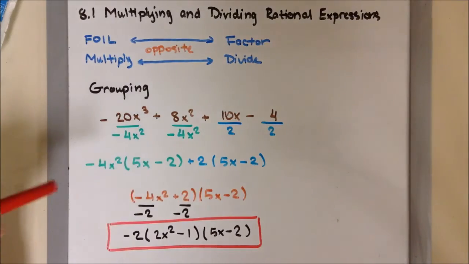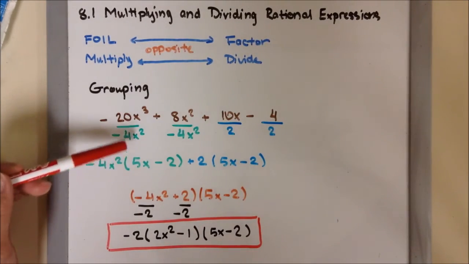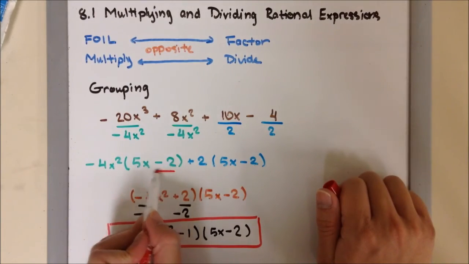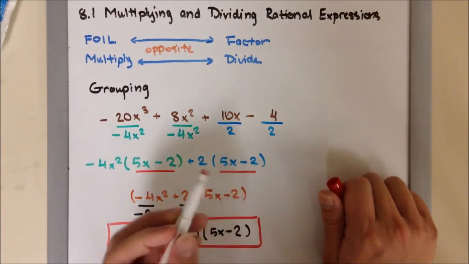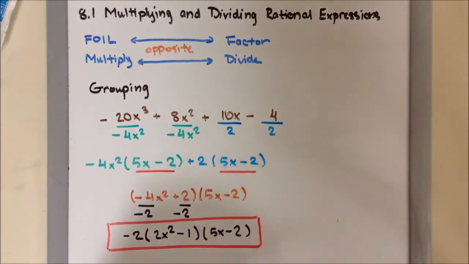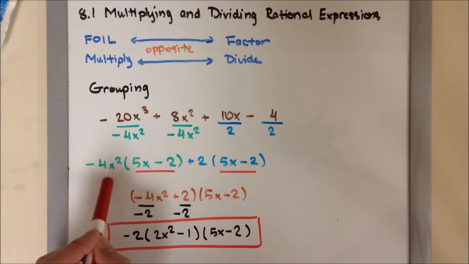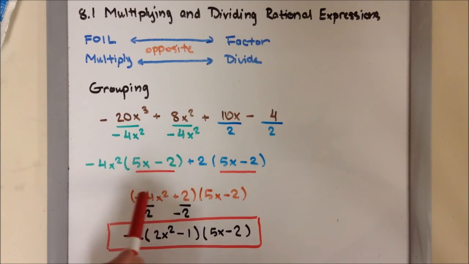So even though we have grouped our factors because 5x minus 2, 5x minus 2 is exactly the same, and we grouped the outside GCF, the negative 4x squared and the 2, even though we grouped them, we have to double check if we can keep going. In this case, we have to because negative 4x squared and positive 2 are divisible by negative 2, and therefore we have a negative 2 outside.